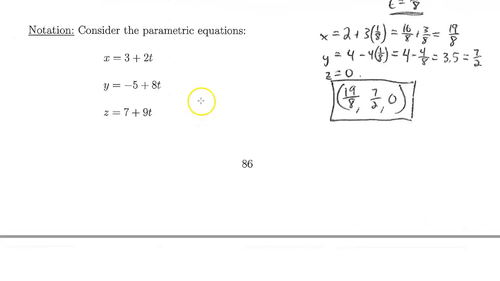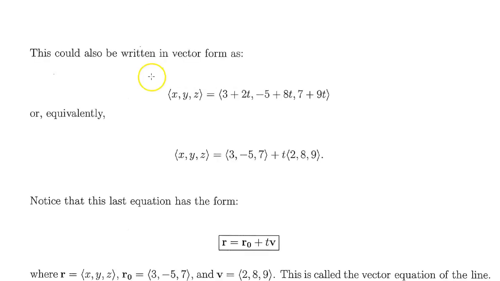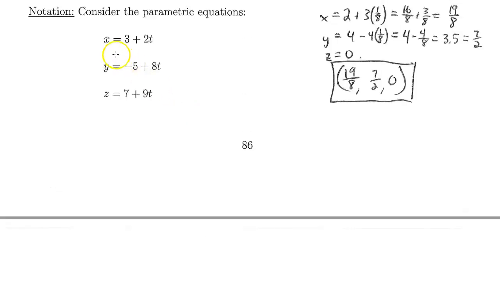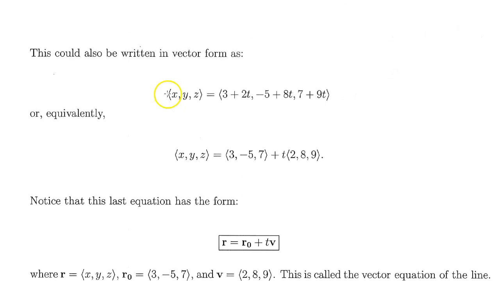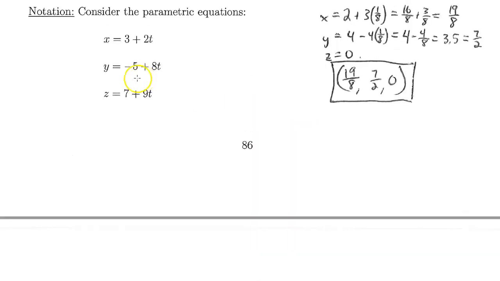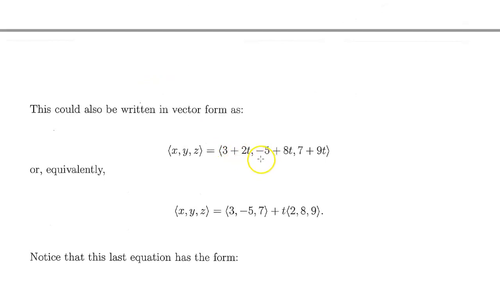Okay, now let's consider these parametric equations. So I've drawn them here. We could rewrite this in a sort of vector form. Notice we could rewrite the equation x equals 3 plus 2t like this. We could write xyz equals something, comma, something, comma, something, and the x was 3 plus 2t. Now the y was -5 plus 8t, and that's what we're putting in the y coordinate here. And then the z is 7 plus 9t.